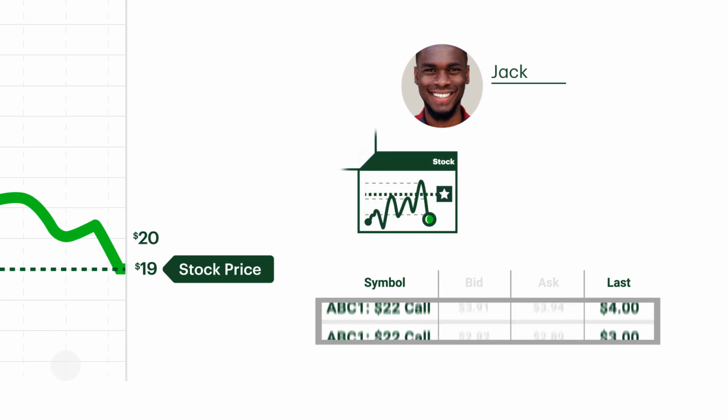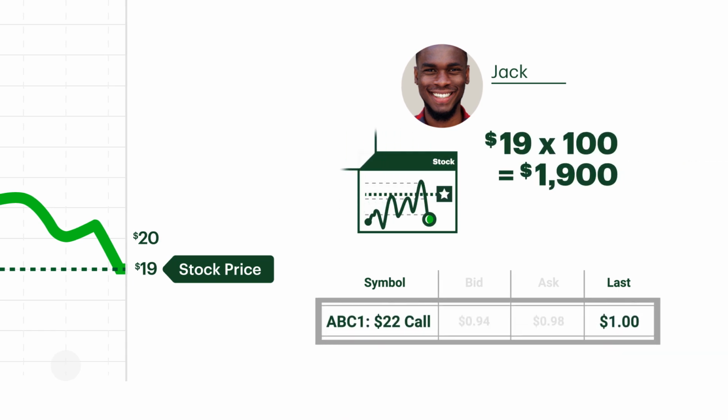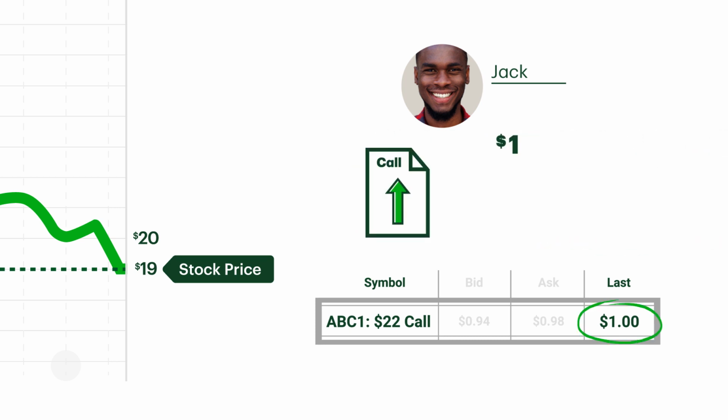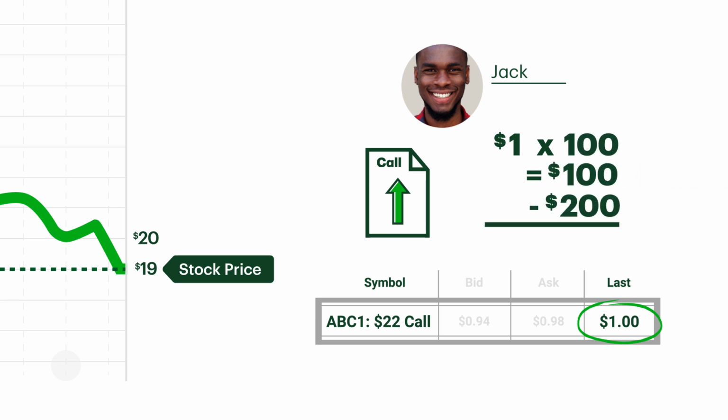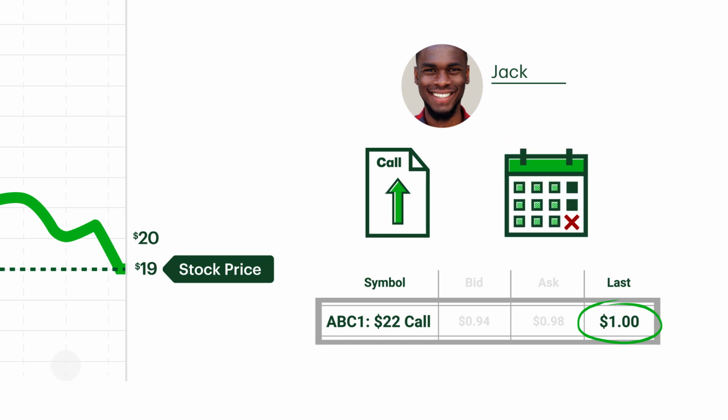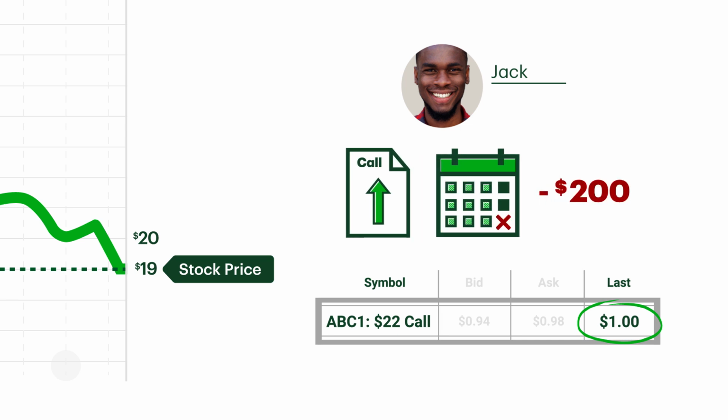Of course, the benefits of that leverage come with a trade-off. Let's say the stock goes down by $1 to $19 per share instead. Jack would lose $100 on his stock trade, or 2%. But his call option is now trading at $1, so it's only worth $100. That's a 50% loss. Jack's call has an expiration date, and the stock may not move as he anticipated before the option expires. This means he could potentially lose his entire $200 investment in the call.